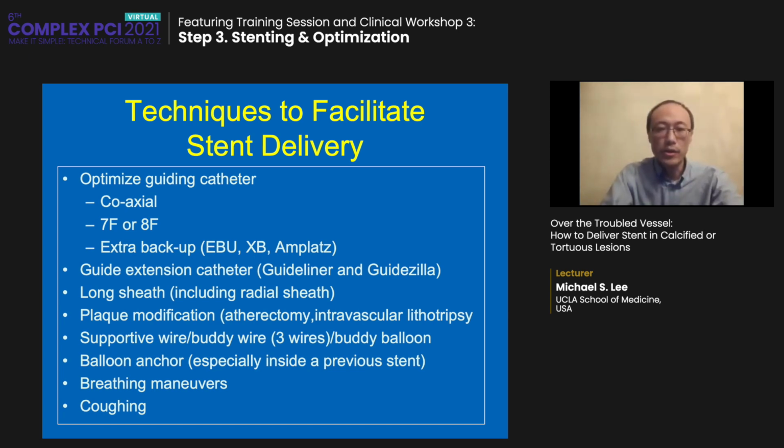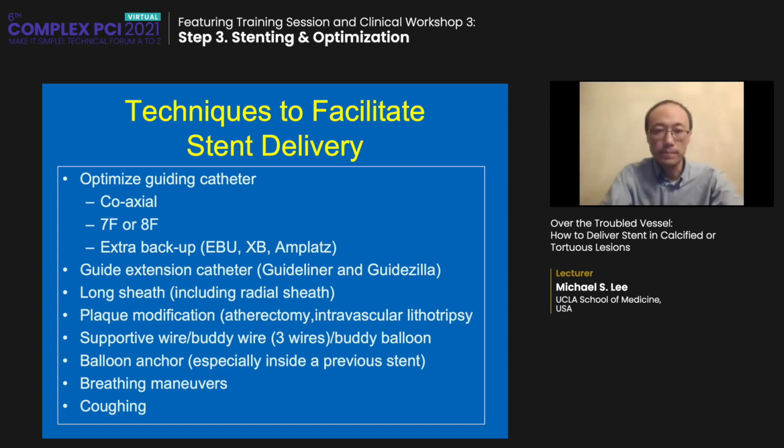In terms of wires, initially traversing the lesion with, let's say, a workhorse wire, followed by exchanging it out for a more supportive wire, is an option. There is the buddy wire technique, and sometimes I've used as many as 3 wires to facilitate stent delivery, which provides more of a rail system. And a buddy balloon, where you have a wire that acts as a buddy, but you could advance an expanded balloon, let's say a 2.5 by 20 balloon, which gives you a little bit more girth and more support.